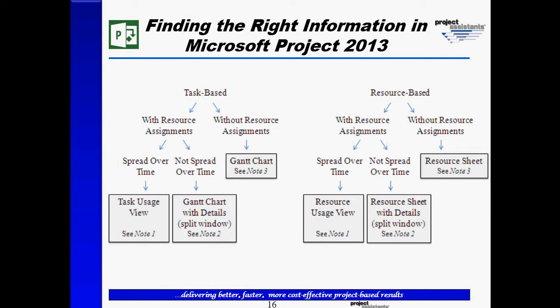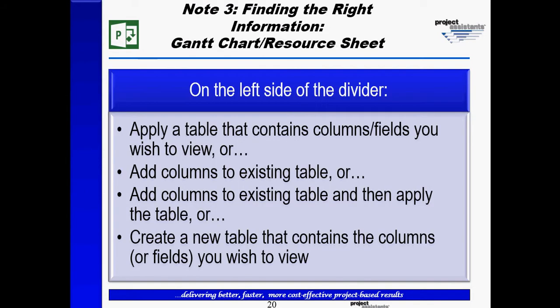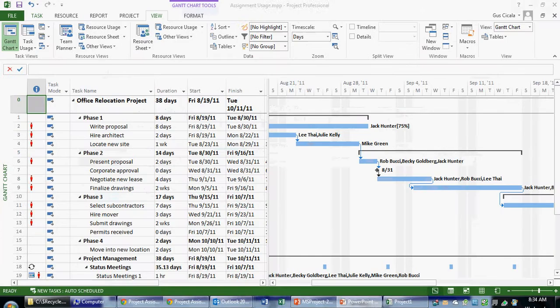Note number 3 tells us, on the left side of the divider, if we're not seeing the right information, we can apply a table that contains the columns and fields you wish to view, or add the columns, for example, the baseline fields. So there's 5 baseline fields: work, cost, start, finish, and duration. Let's go into Microsoft Project and see if there's a table called baseline.